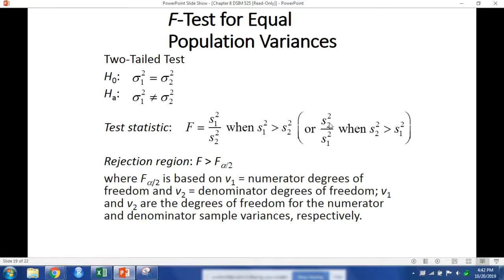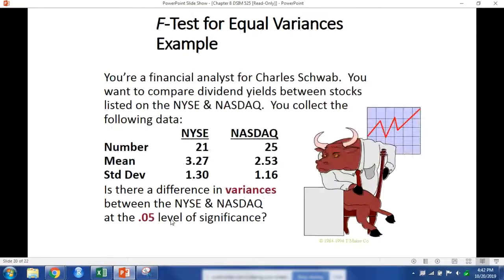But we will compare this to yet another table called the F distribution table. We need our degrees of freedom. V1 is the numerator degrees of freedom, and V2 is the denominator; use these to look up the F table.